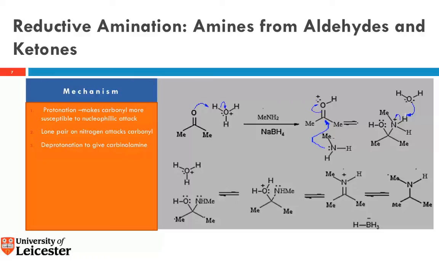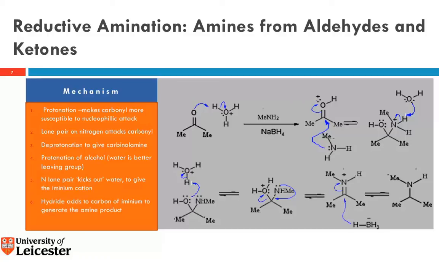In the next step, the alcohol of the carbinolamine is protonated to make it a better leaving group. The lone pair of nitrogen then forms a pi bond with carbon, ejecting water to give an iminium cation. A hydride ion from sodium borohydride then adds to the carbon of the iminium to give N-methylpropylamine.